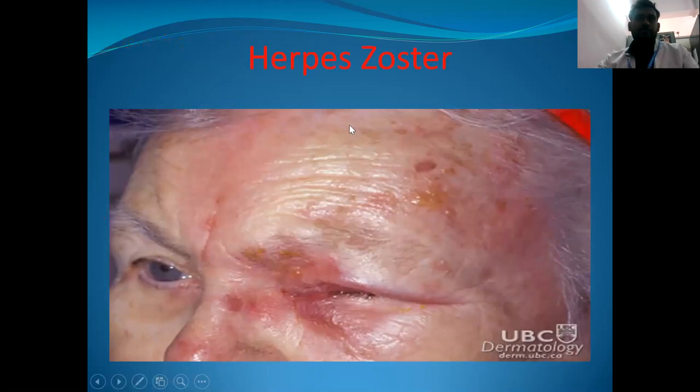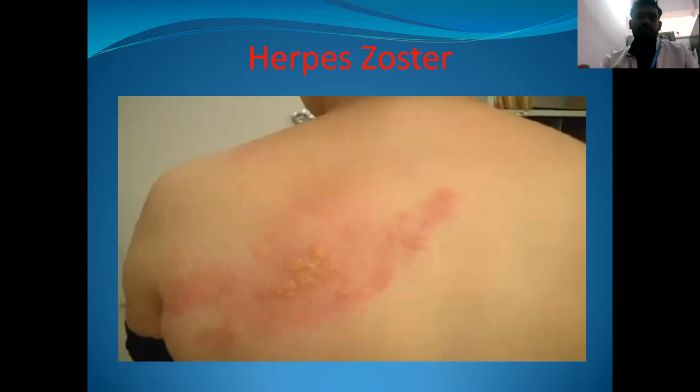So, this is a case of zoster ophthalmicus. You can see that there is involvement of the ophthalmic division of the trigeminal nerve. This is a case of herpes zoster appearing on the thoracic dermatome.